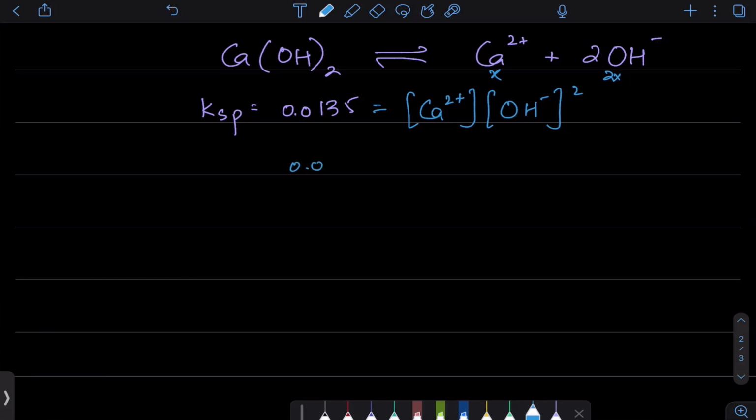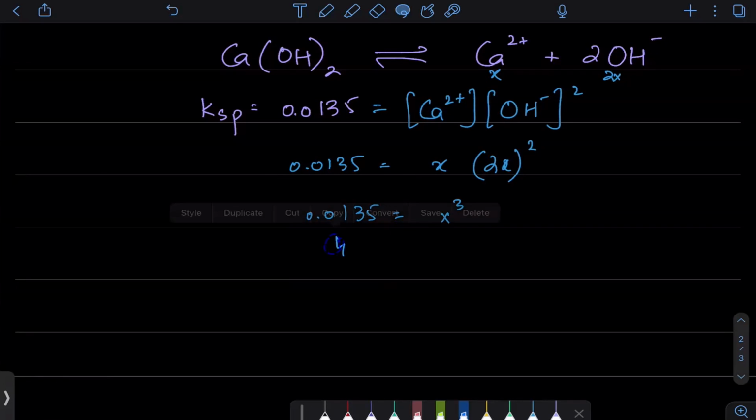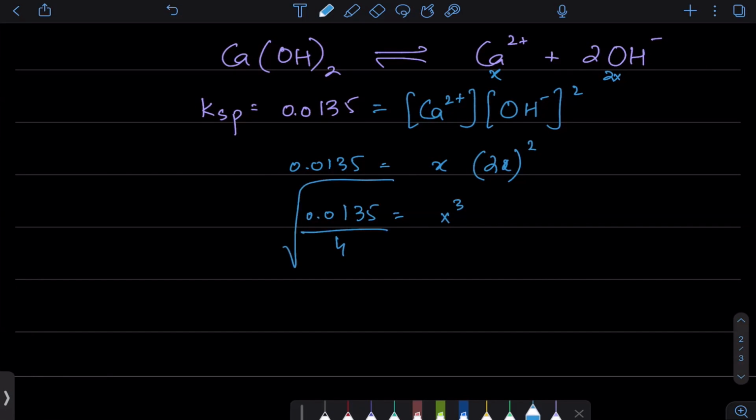So that means 0.0135 is actually equal to X times 2X squared, which gives me a total of 0.0135 equal to 4X cubed. And that is something that many students struggle with sometimes. So all I need to figure this out is, I'll take the cube root of this if I want, or I should just divide by 4 first, ताकि मेरे लिए थोड़ी सी आसानी हो जाए. Although अगर आप cube root पहले ले लो या बाद में ले लो कोई फर्क नहीं पड़ेगा. So that is going to be my concentration of this thing, if my KSP is this.